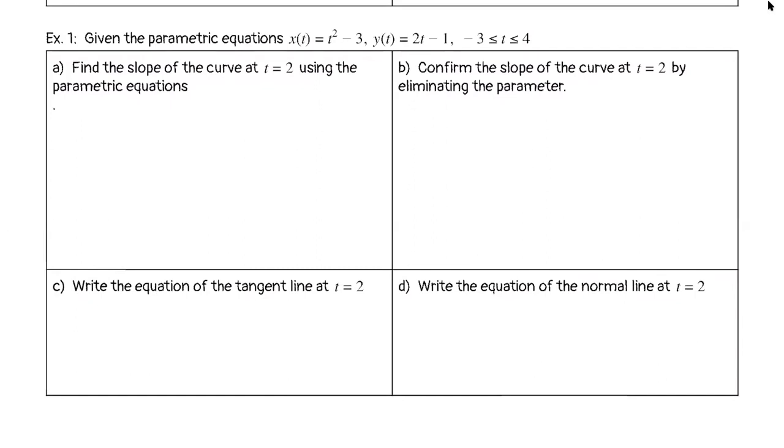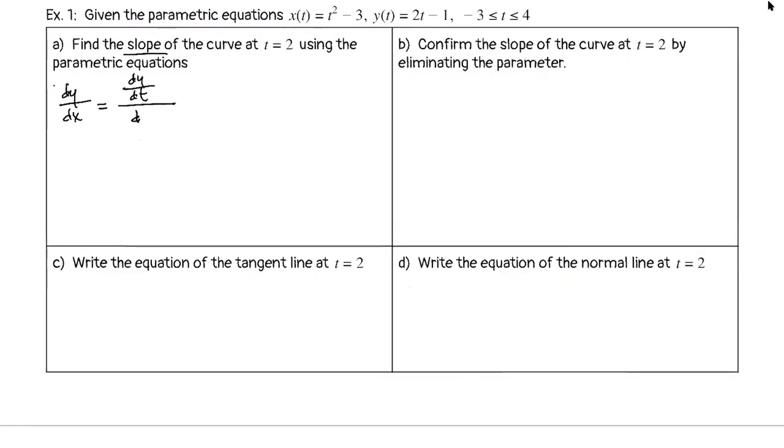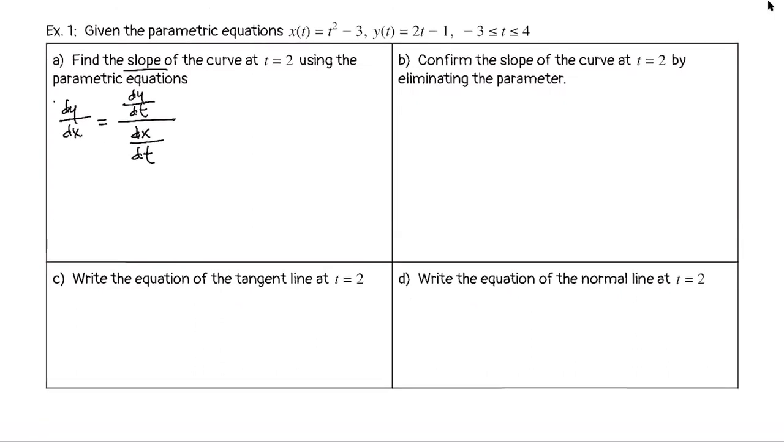And so we're going to go ahead and find dy/dx. Okay, so the word slope here means I want to find dy/dx. And I know that I can find that by doing dy/dt over dx/dt. Okay, and so if we take a look at our equations here, the derivative of the y part is going to be 2. And the derivative of the x part is going to be 2t.